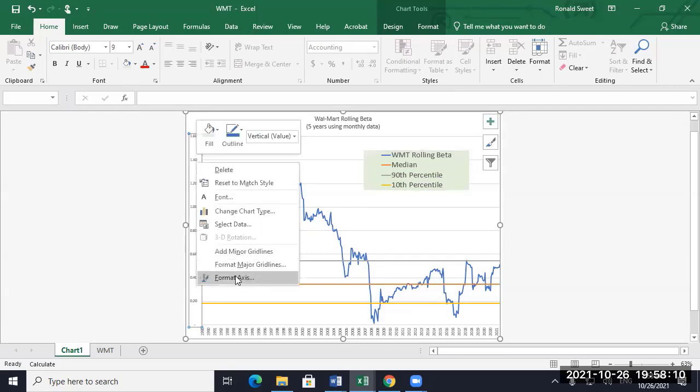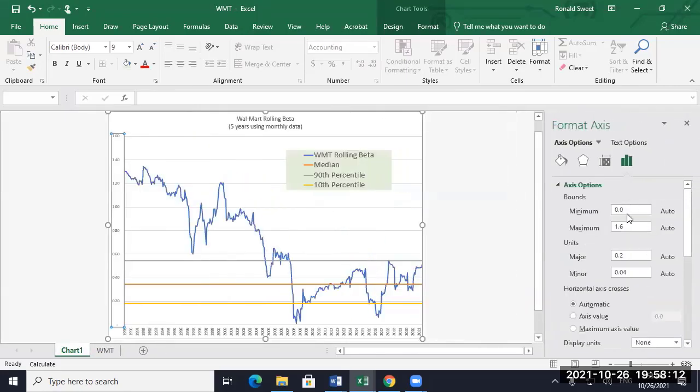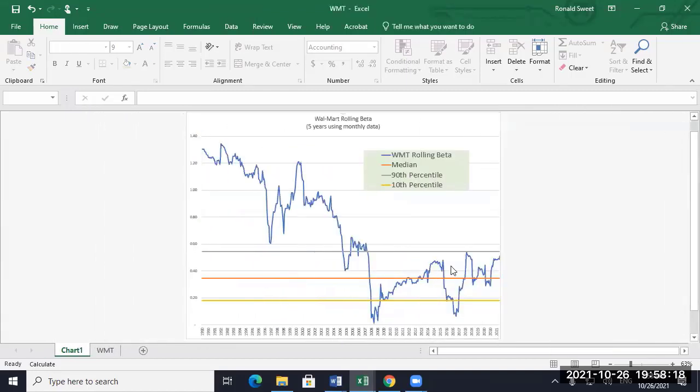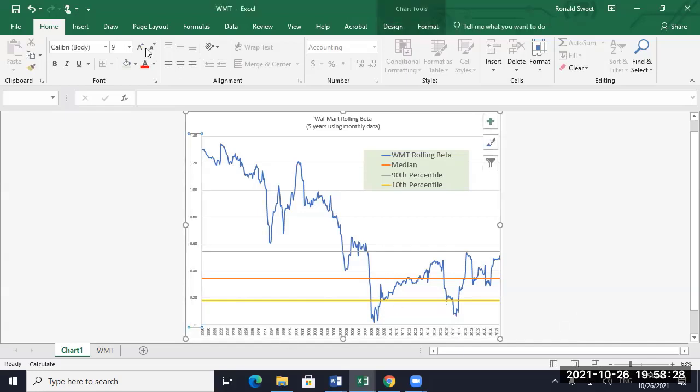I would get rid of white space. I don't really like white space on here. I want to see as much as I can. So, you know, you might not even start at 0. For Walmart, we need to start at 0 because it gets down there pretty close. But, you know, pretty it up, make it look professional.